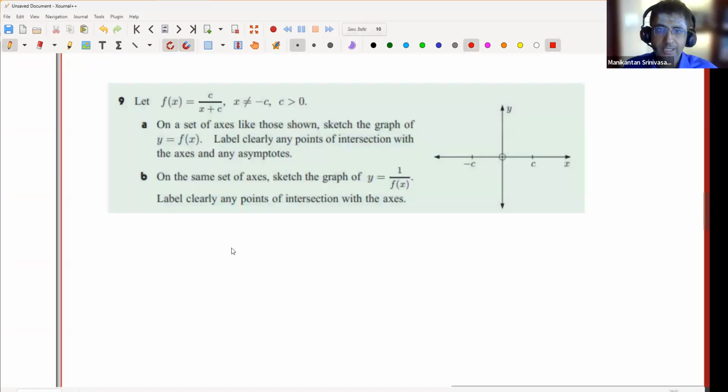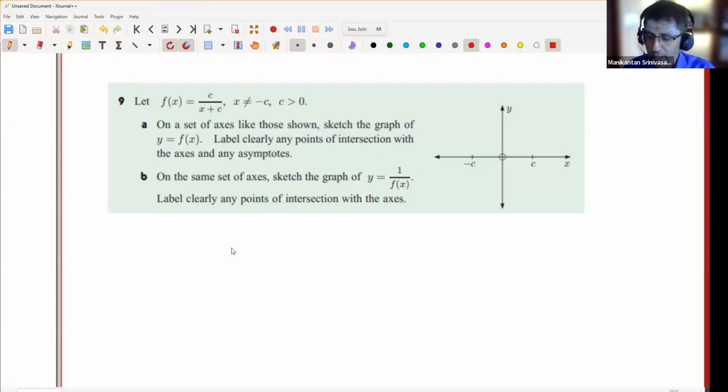Okay, f(x) = c/(x+c). x is given to be not equal to minus c, because if it were, then the denominator would be 0. And c is given to be a positive number. Okay, so all that is fine. And he has drawn a graph also there. On a set of axes like those shown, sketch the graph of y = f(x). Clearly show the points of intersection with the axes.